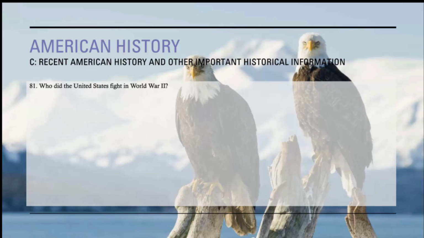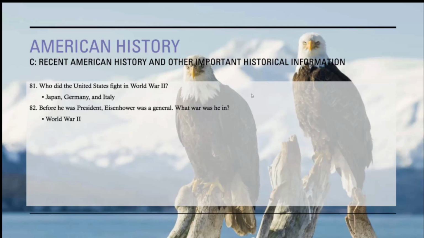Question number 81. This is part of section C of American history, recent American history and other important historical information. Sorry, I forgot to mention that. Question number 81. Who did the United States fight in World War II? Japan, Germany, and Italy. Question number 82. Before he was president, Eisenhower was a general. What war was he in? World War II.